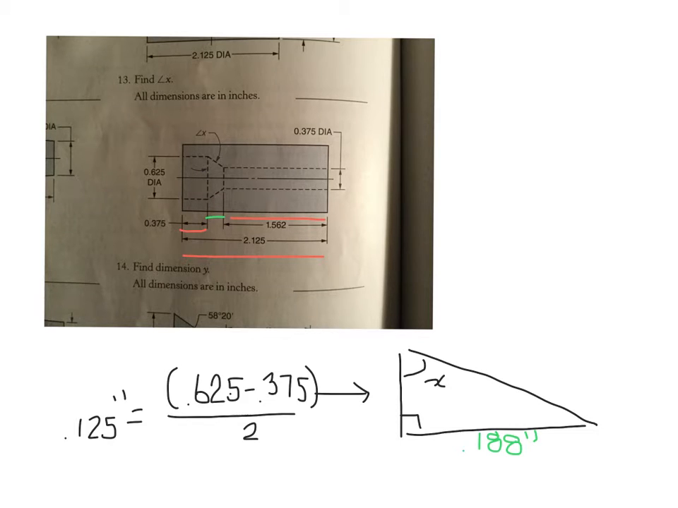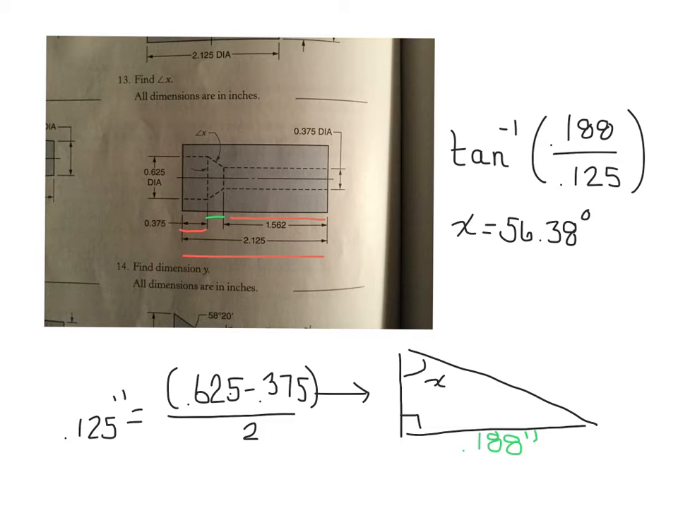So now we consider the fact that we want to find X. We know the side opposite of X, and we know the adjacent side. So to find an angle, we have to use the inverse function. So for tangent, it would be the inverse tan of the side opposite over the side adjacent. And we find by doing that X has a measure of about 56.38 degrees.